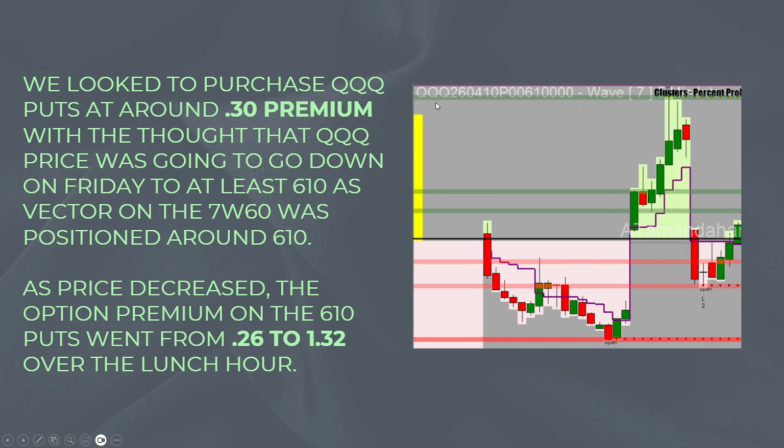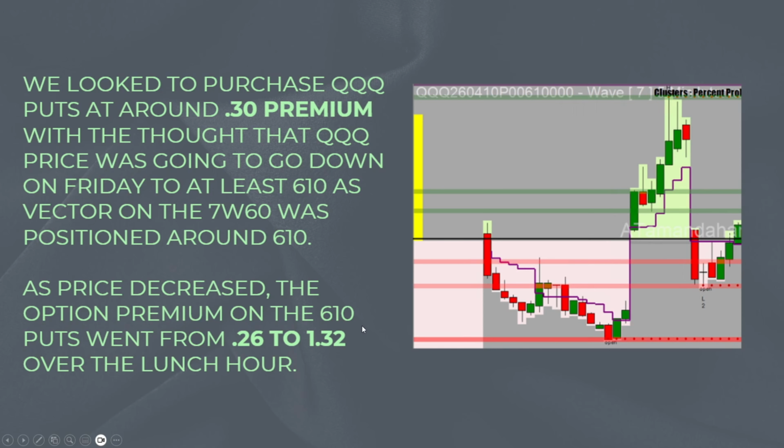So you can see here, this was QQQ, 2604. So this is April 10th, 2026, and this is the 610 put. You can see at the bottom of the chart, we were looking at buying it around here. It ended up bottoming out around 26 cents. As QQQ started decreasing, premium on this option contract went all the way up to $1.32. So it was going to be about a 400 to 600% gain if we could have capitalized on that particular play.